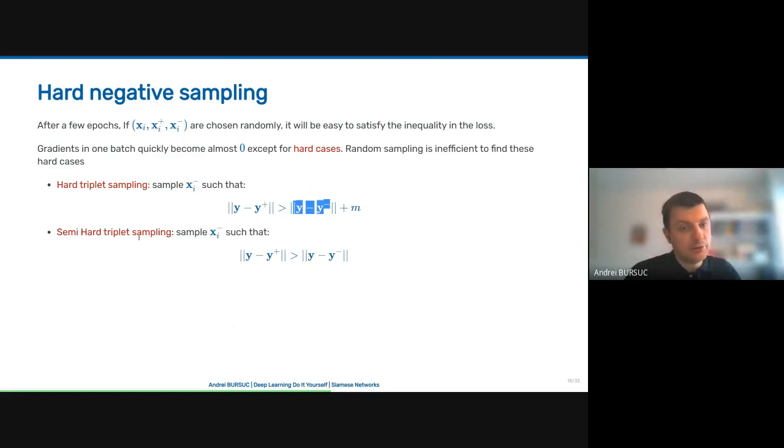Another strategy of doing negative mining is semi-hard triplet mining and sampling. So we practically relax the condition a bit. We will look not necessarily for positives with way bigger distance than the negatives, but just positive distances which are bigger than the negative ones. So this should be easier to find.